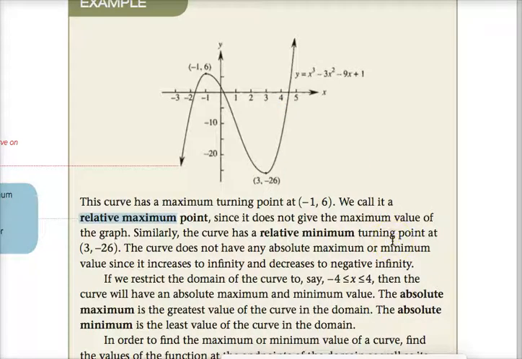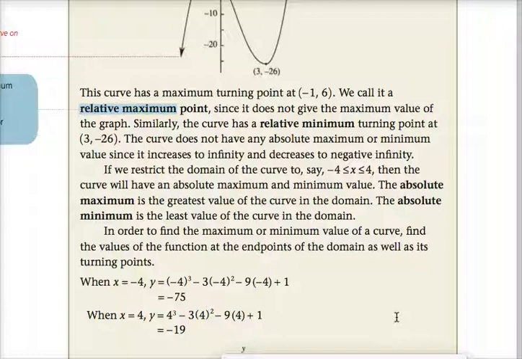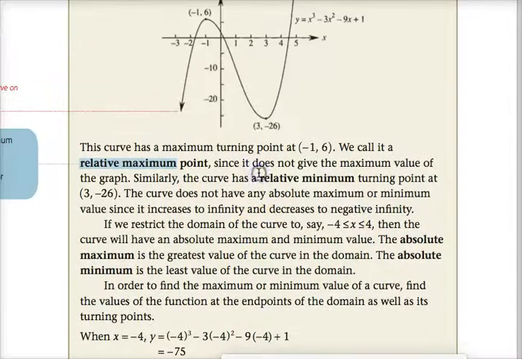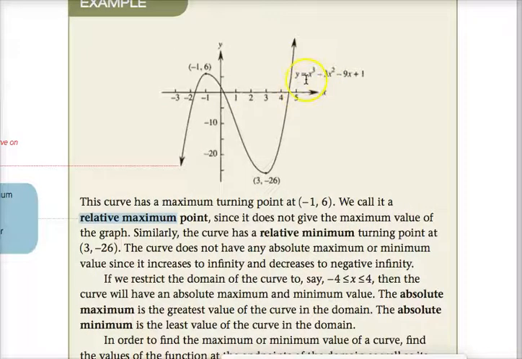So what you need to do is substitute the endpoints of the graph in. If you're given a domain, to make sure you've got the absolute maximum or minimum, you need to substitute in the endpoints of the domain, as well as looking at the turning points. So here's the equation, y = x³ - 3x² - 9x + 4. If we restrict the domain from -4 to +4, we substitute -4 into this equation and see what we get.